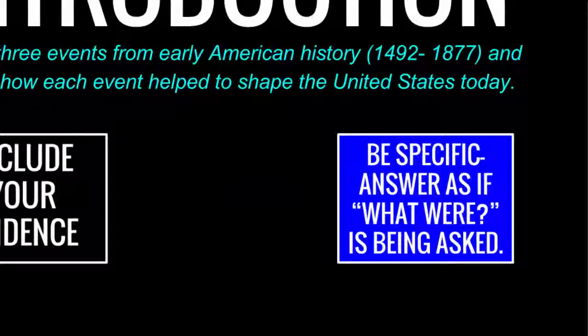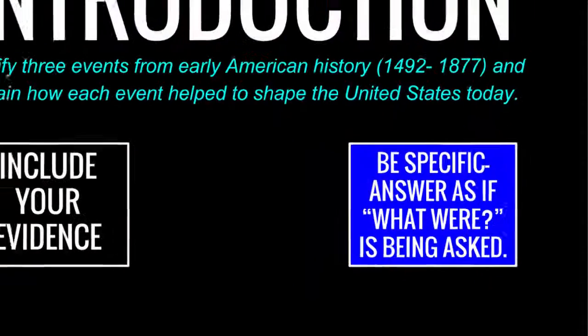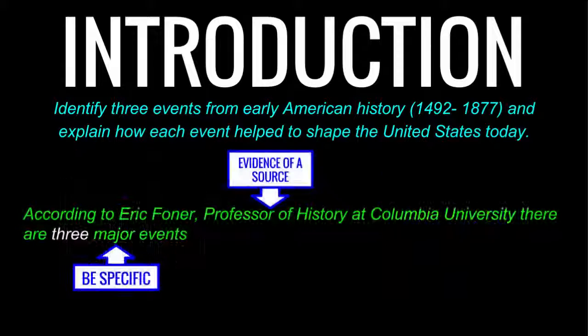The second step in writing a strong introduction is to be specific. Write the number of concepts you will be writing about, or list them. Answer as if the prompt or question asked what was or what were. Avoid using words like many, several, multiple. Those words aren't specific. For this example, I am specific because I included 3 in my introduction. I could have also written the 3 events.